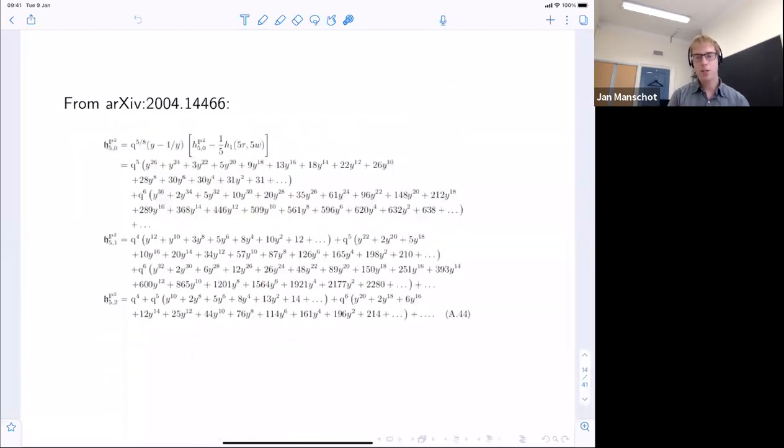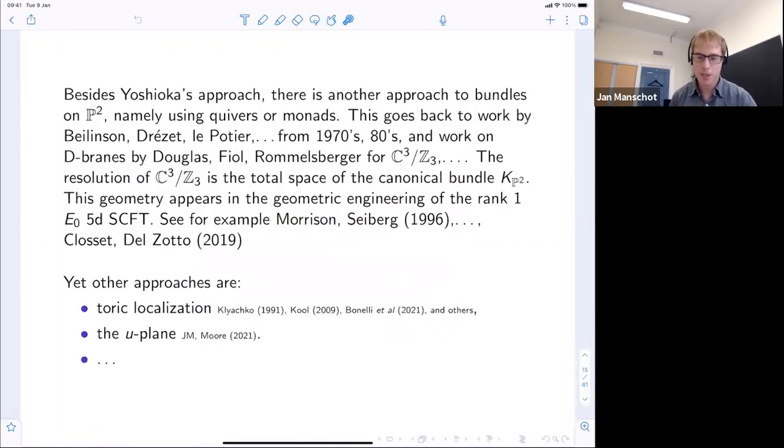Okay, so this is one approach to vector bundles on P2 and other toric surfaces. Of course, it's a classic subject. There are other approaches. Another one which will be very useful in this talk is the approach using quivers and monads. This, as far as I can tell, goes back to work of Beilinson, Drezet, Le Potier from the 70s and 80s, and was also revived in the context of string theory and D-branes by Douglas, Diaconescu, Romelsberger, particularly say for the singularity C3 mod Z3, which, if you deform it, you get the canonical bundle over P2.